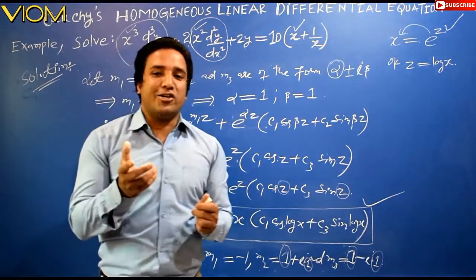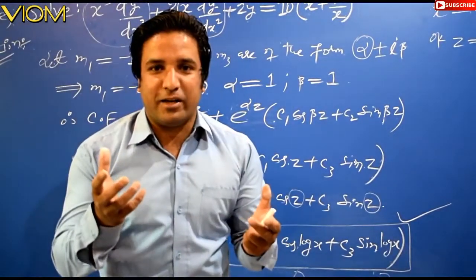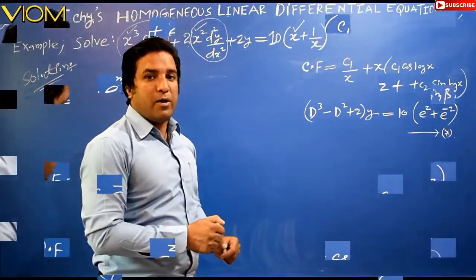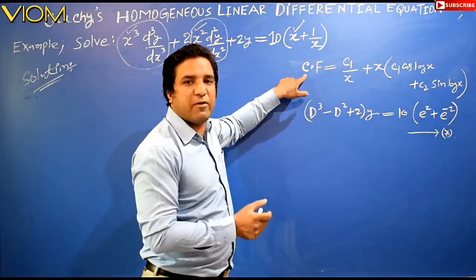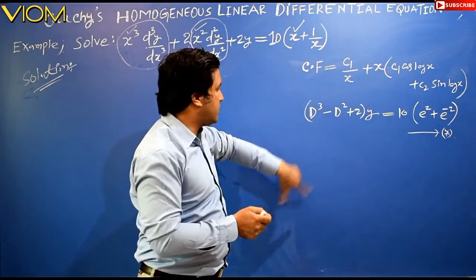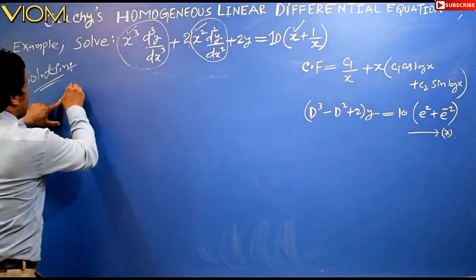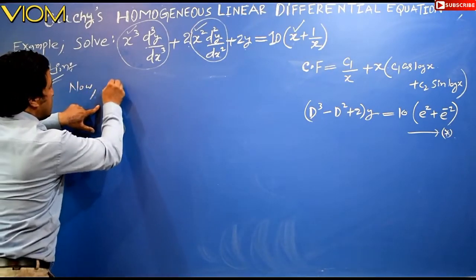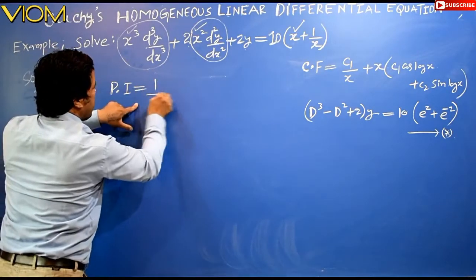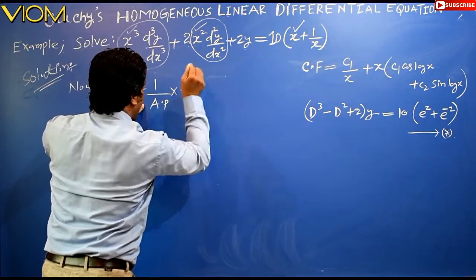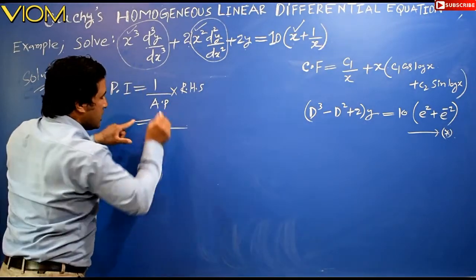Now the second thing is the particular integral. We must find the particular integral, then sum up with the complementary function. Having written the complementary function here, now we will move on to the particular integral. My method for the particular integral: we can write 1 divided by the auxiliary polynomial, multiplication of the right hand side, as we have already done.